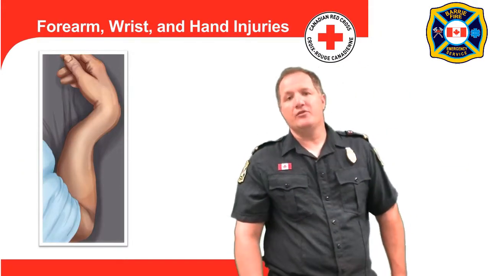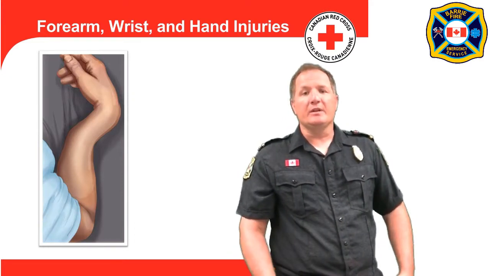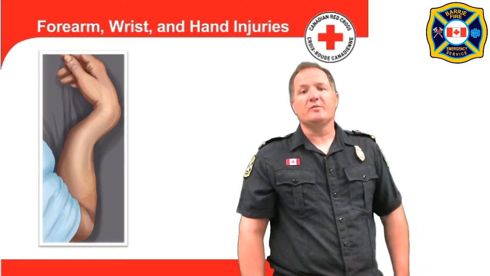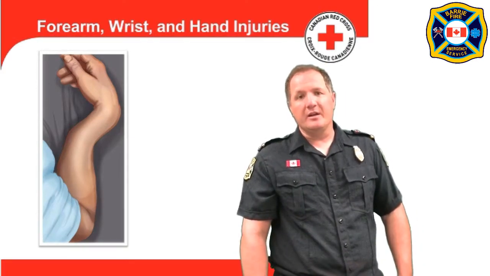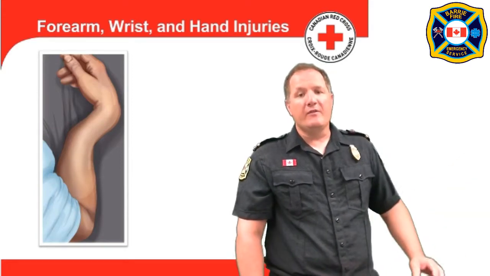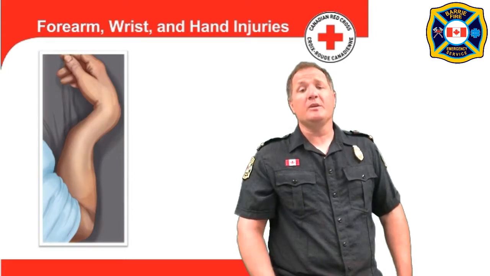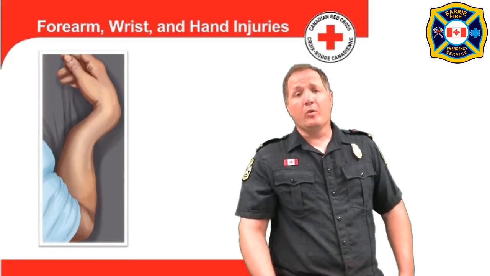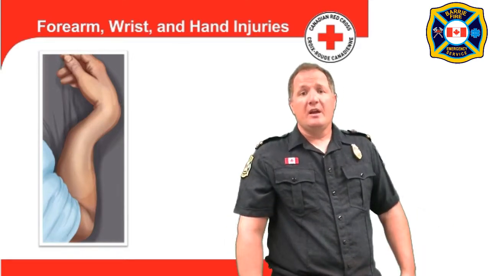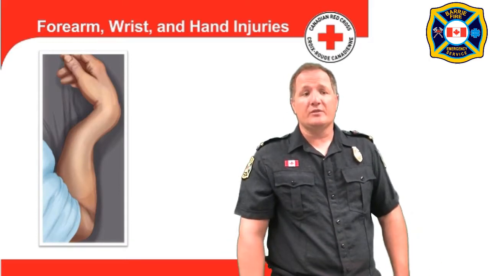Forearm, wrist, and hand injuries. These can be very challenging to assess properly, especially if the patient's wearing clothing. It's important to expose the area as part of the primary and secondary survey. The radius and ulna bones that make up the lower arm are very susceptible to fractures. They're also very susceptible to being open fractures. So it's important as part of the primary and secondary survey to expose the area and make sure if we're dealing with an open fracture, also known as a compound fracture.